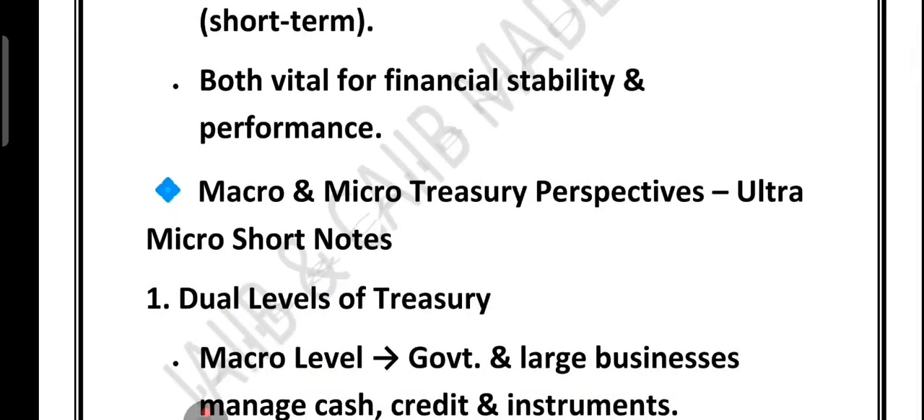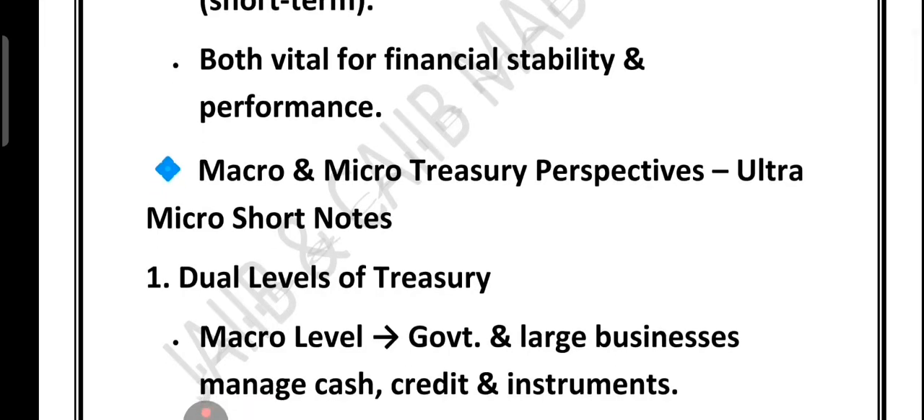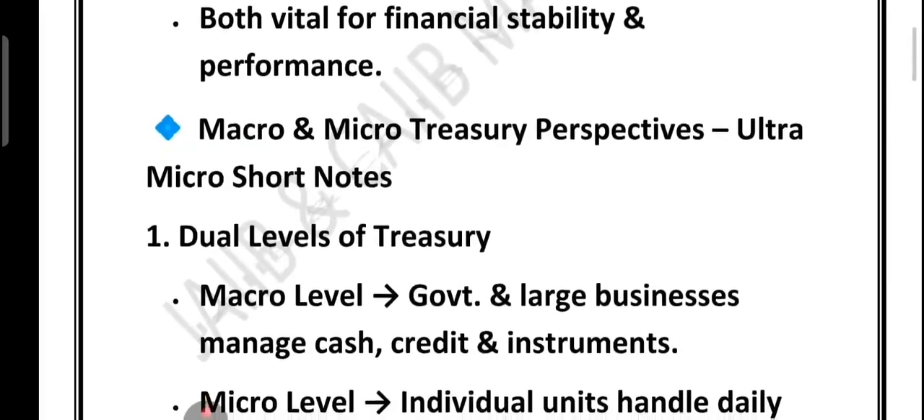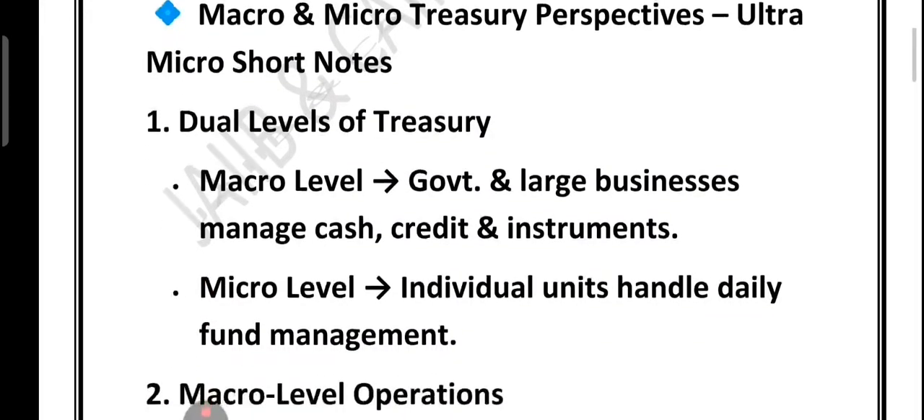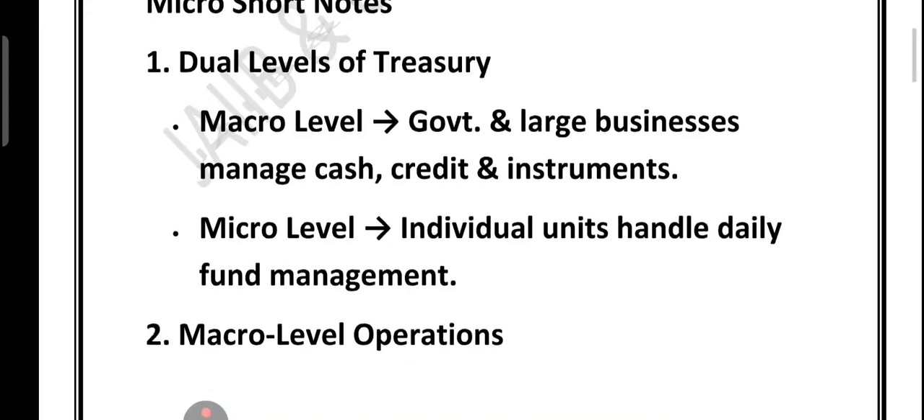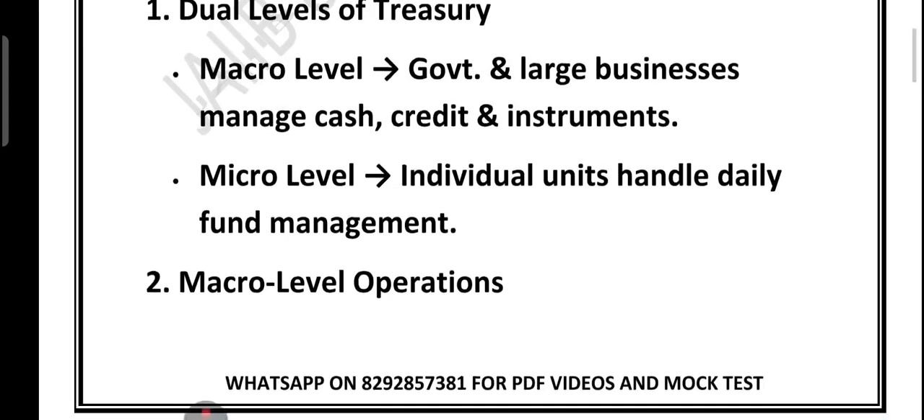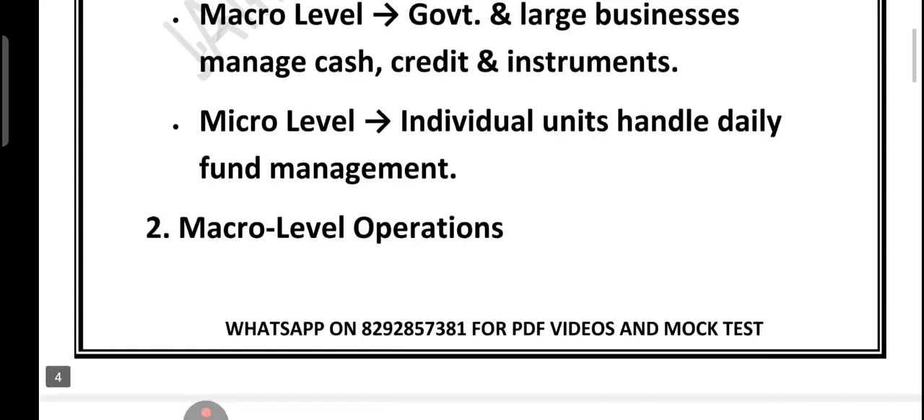Now friends, let's switch our focus to understanding the micro and macro treasury perspective and their objective in super simple terms that are easy to remember for examination. First of all, dual level of treasury. Treasury works at two levels: micro level and macro level. At the macro level, the government and the large business manage overall cash, credit and financial instrument. At the micro level, individual business units look after their day-to-day fund management, basically ensuring that money keeps flowing smoothly for operation. That happens at the micro level.